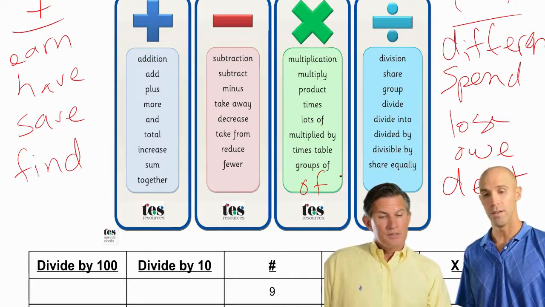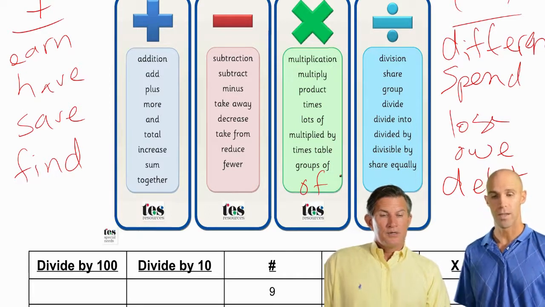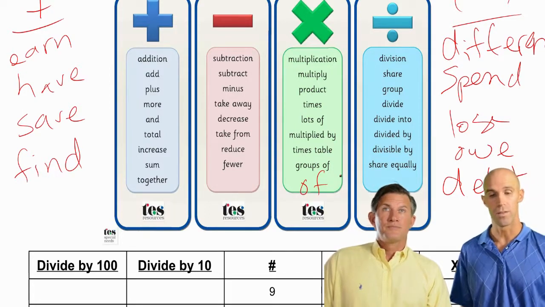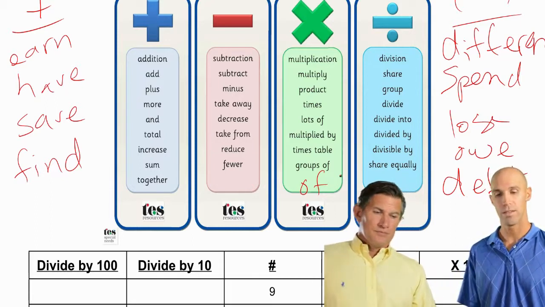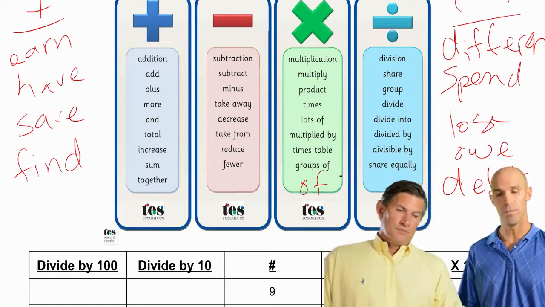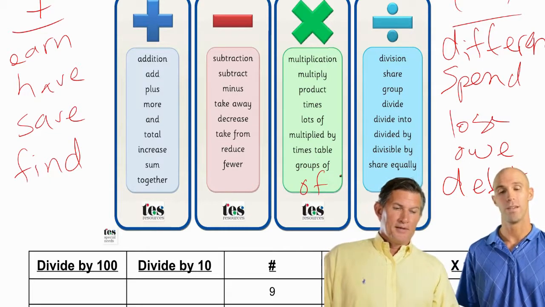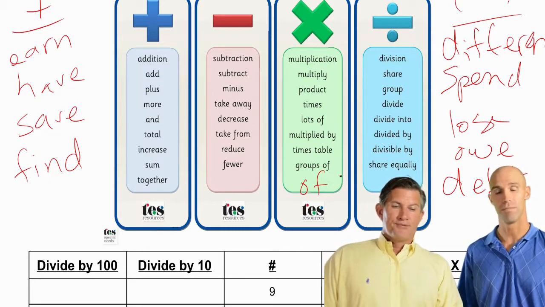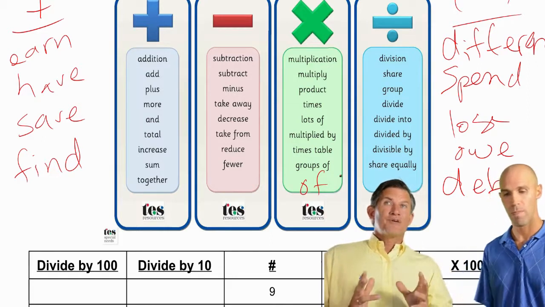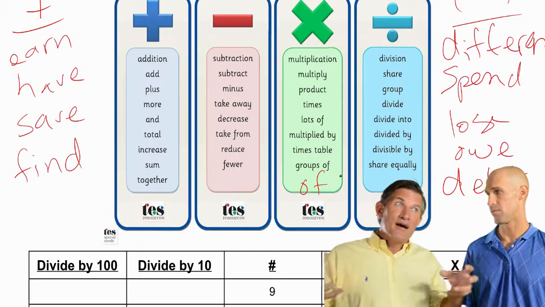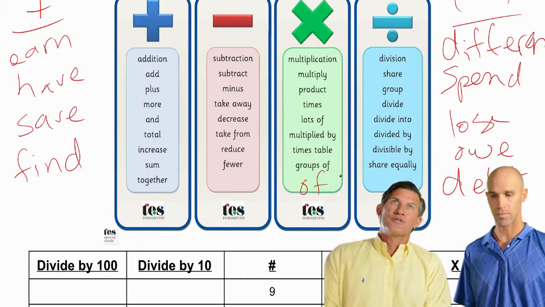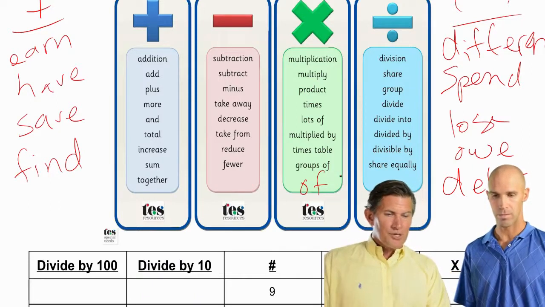And the opposite of multiply is divide. And divide has many words as well. Division, share, group, divide, divide into, divided by, divisible by, and share equally. So if you have groups of, it's multiplication. But if you group things and you divide it out, of course, usually division is getting smaller and usually multiplication is getting bigger.